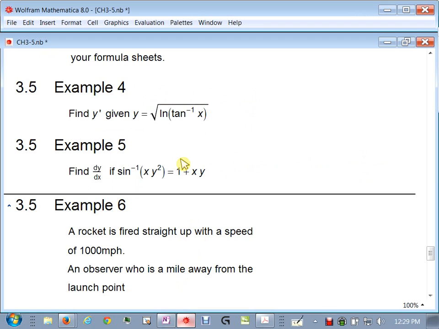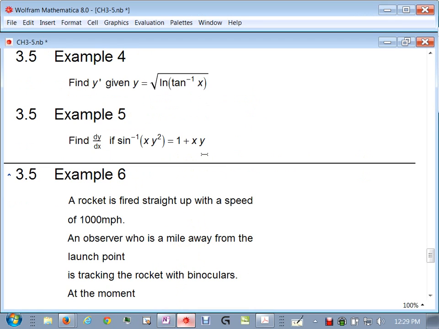Questions? Are we at example 6 already? Example 6.